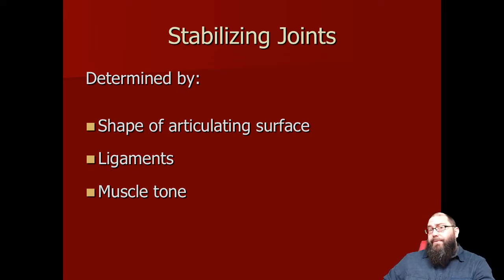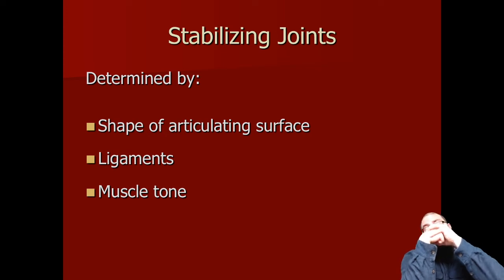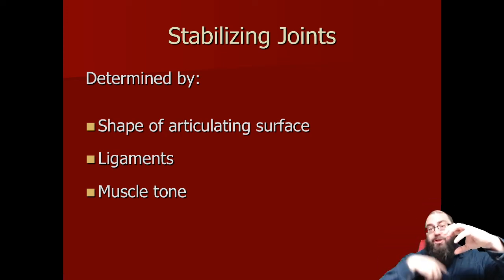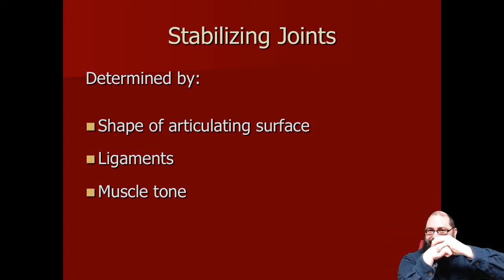Whereas in my hip, at the head of my femur going into my acetabulum, I have a big ball for the head of my femur that sits in a big hole, and then it's wrapped and twisted with ligaments. Dislocating your hip, it's such a stable joint, it's very hard to do.